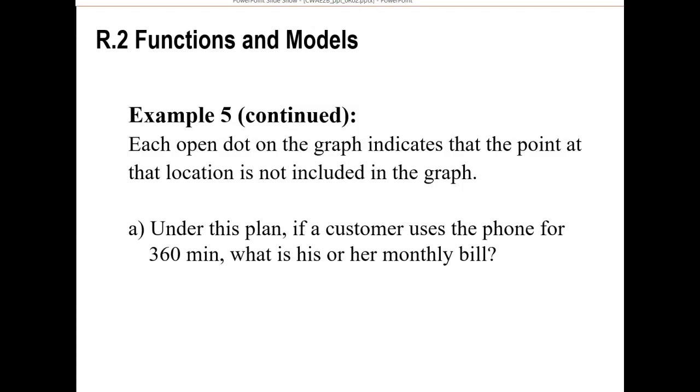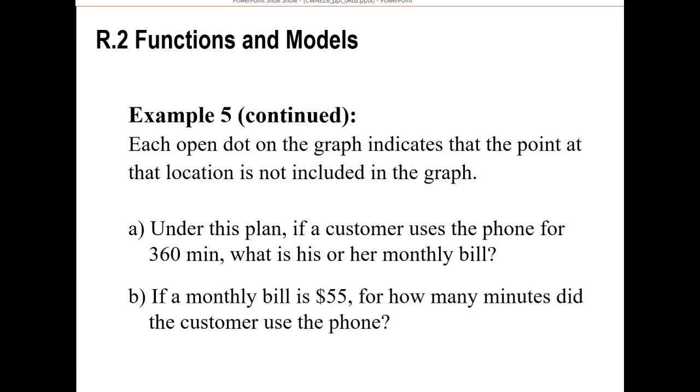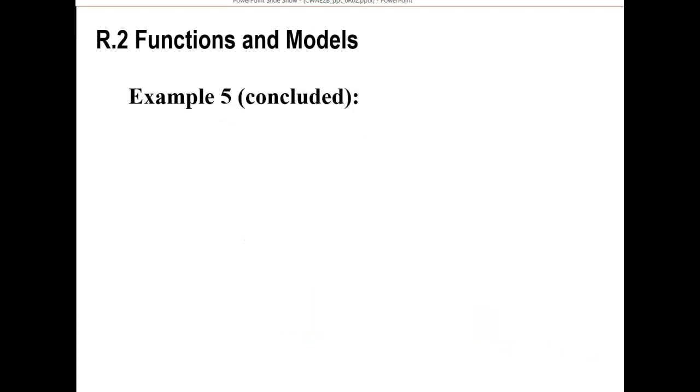All right, so under this plan, if a customer uses the phone for 360 minutes, what would the bill be? And then part B, if a monthly bill is $55, for how many minutes did the customer use the phone? Okay, so here they're wanting to know, if they're given the number of minutes used, that's the x-axis, find the bill, and then vice versa on part B. If you're given what the bill is, can you find how many minutes they talked?